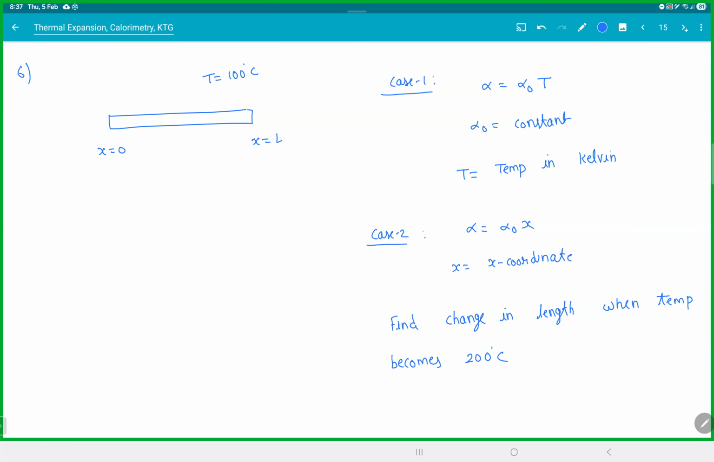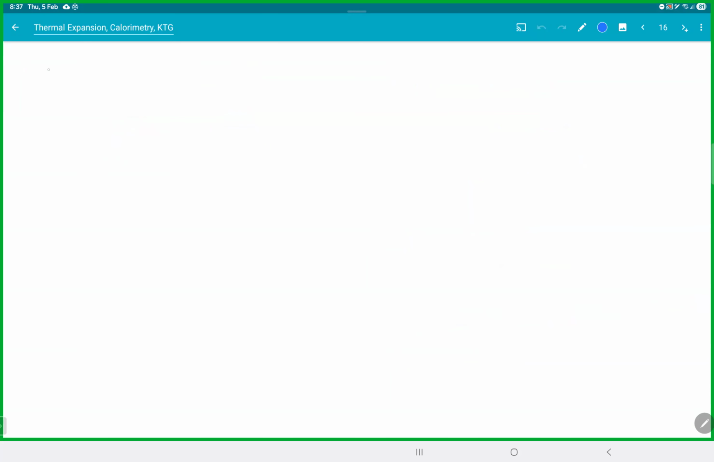Let's see the first one. Case 1, so if you take your change in length, alpha is equal to alpha naught T. So dL is equal to L alpha naught T, that is your L alpha dT. So when you apply this formula, what you're doing is actually treating this to be constant for small alpha.